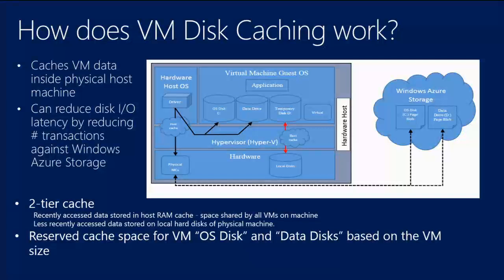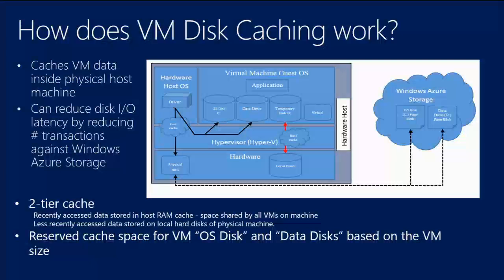Let's get on to disk caching. So you have a few choices on disk caching. There's basically 2 levels of cache. And your virtual machine data is basically cached inside the physical host machine, and it can be in the physical host memory, or it can be on the physical host disk. So it can be very useful because it can reduce disk I/O latency. It can reduce the number of transactions, which can then save you some cost.